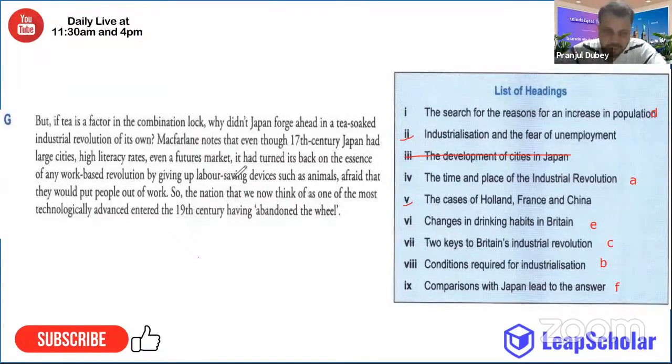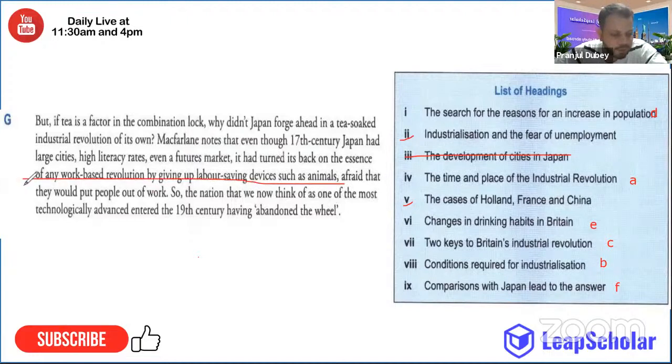Are you getting the idea? Open up your brains a little. Understand what a compensation statement is. Very good. So the answer is 2. Spot on. It had to give up labor like animals. Very good, Simran. It had to turn its back on the world, such as animals, afraid that it would. So the nation that would now be thought of as most technologically advanced in the 19th century, having abandoned the wheel. So industrialization and the fear of unemployment, that is going to be the answer.